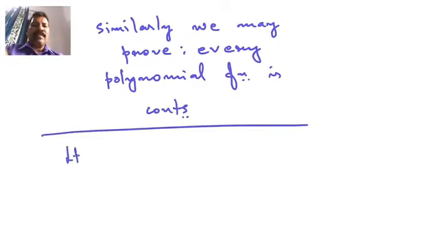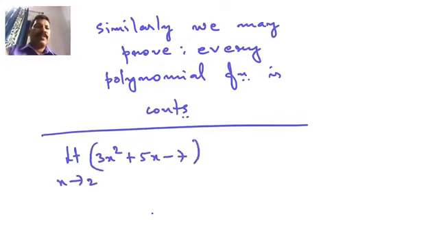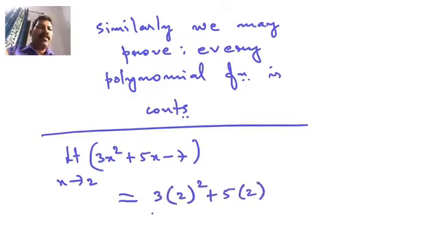You were doing limit computation in 11th class like this. For example, limit of 3x square plus 5x minus 7 as x tends to 2. Can you recollect the method you adopted in 11th class? It was nothing but substituting, that is 3 into 2 squared plus 5 into 2 minus 7, and computing, that is equal to 15.